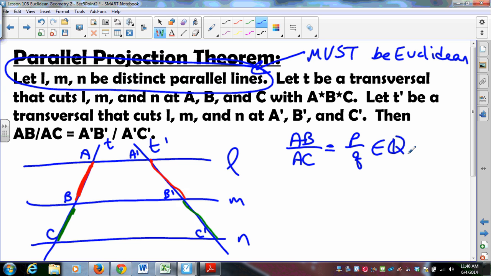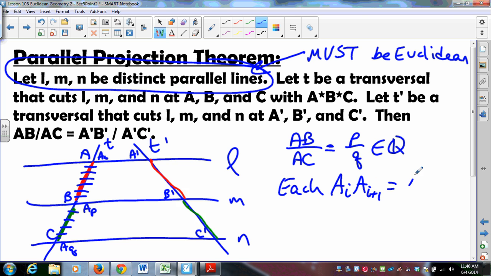And so here's what we do. We basically take AC and we divide it up into Q equal parts. I have no idea what Q is, but we divide it into Q equal parts. So this is A sub 0, this is A sub Q, this is A sub P. For each of those little sub-segments, each A sub i to A sub i+1 has a length of AC over Q. So what we're going to do is construct parallel lines to L through each of those little cut points. We're going to construct a whole bunch of parallel lines.